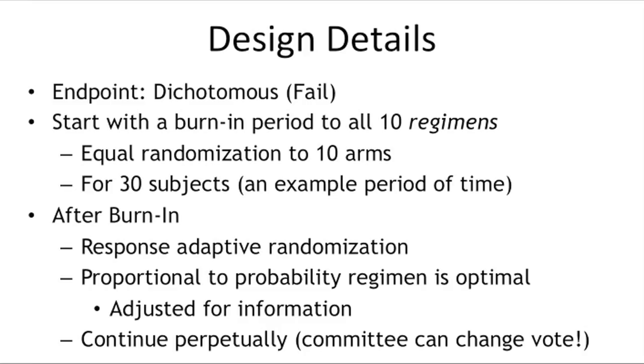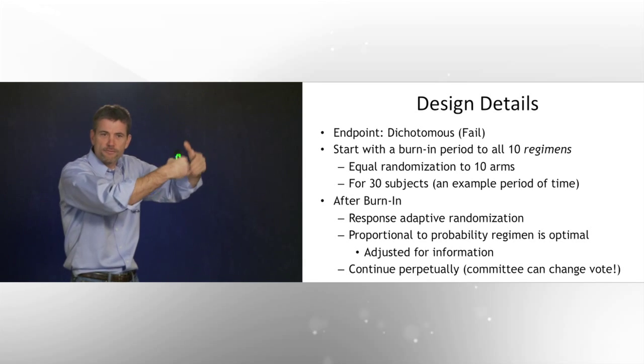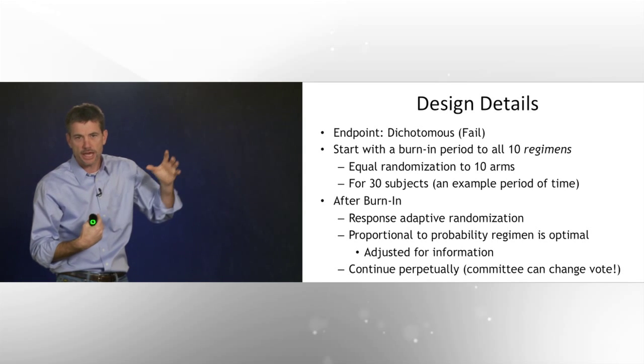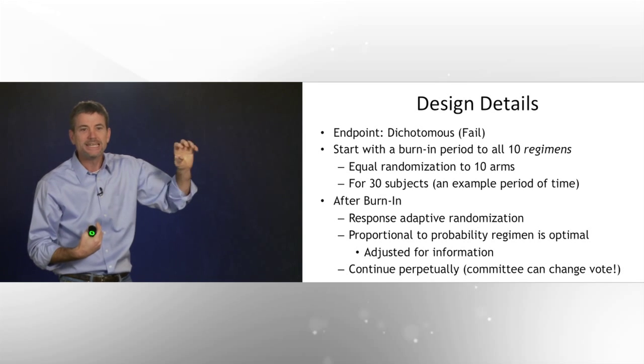We are going to have an endpoint here. Think mortality, 14-day mortality perhaps. We're going to have a definition of what is failure in the trial. We don't have any data yet, so we're going to start the trial on each of the 10 regimens, 3 subjects on each for the first 30 subjects. At that time, every week, we are going to update a randomization and decide, you know what, this regimen looks good, this regimen looks good, give that more often.